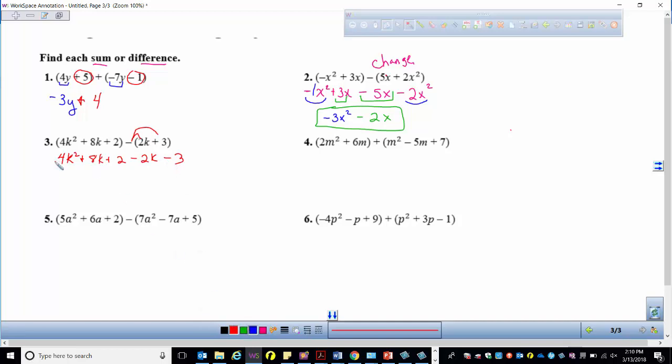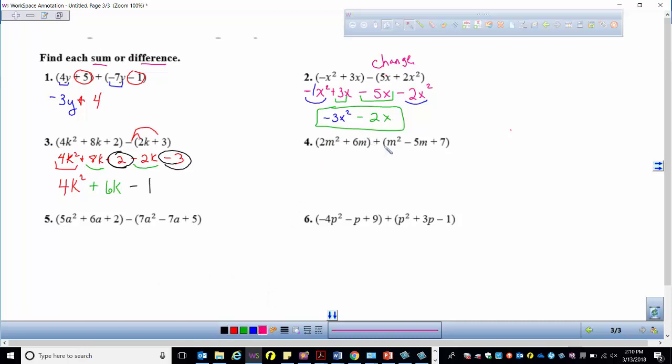Now I look at my like terms. I have 4k squared. There's no other k squared, so that one I can copy because it's by itself. Then I have 8k minus 2k. So 8 minus 2 is positive 6k. And then I have 2 minus 3. So 2 minus 3 is negative 1. And that's my answer.